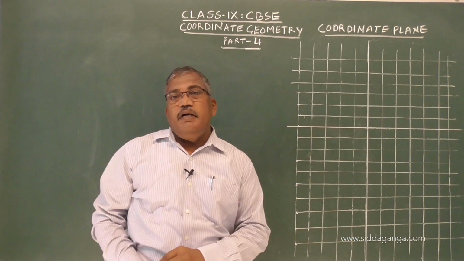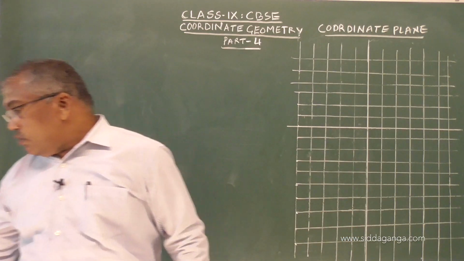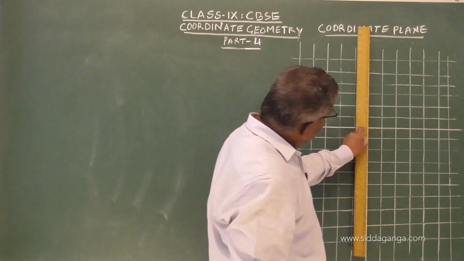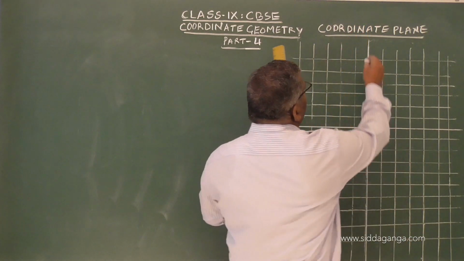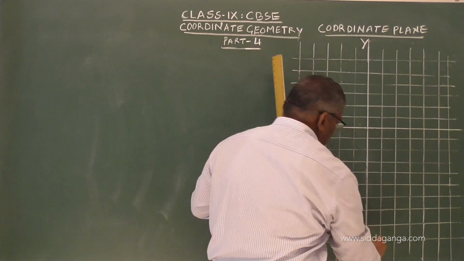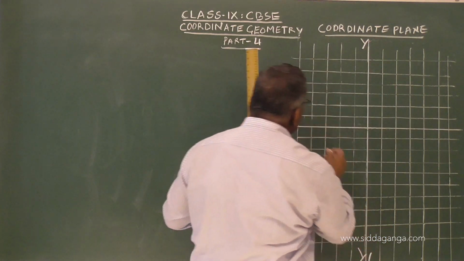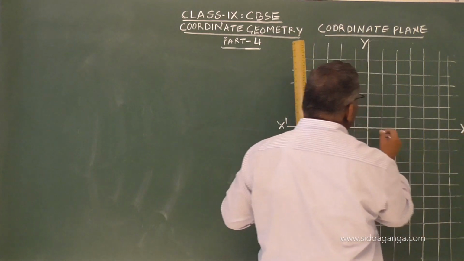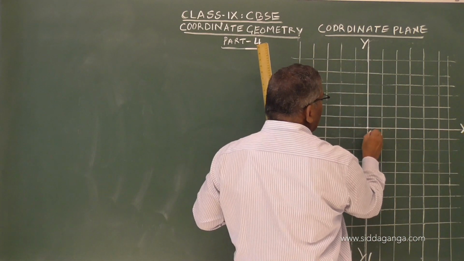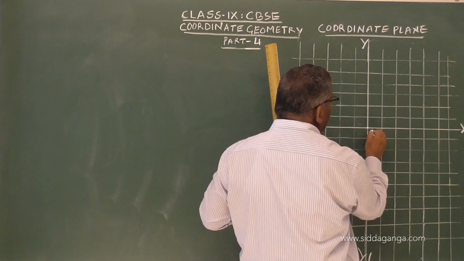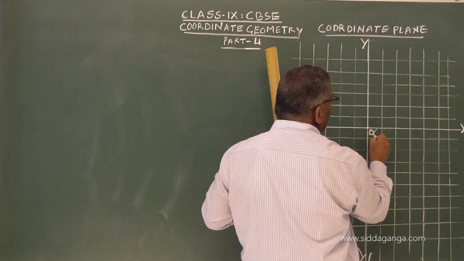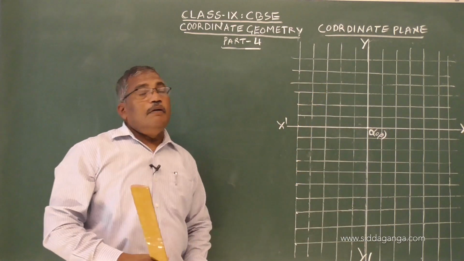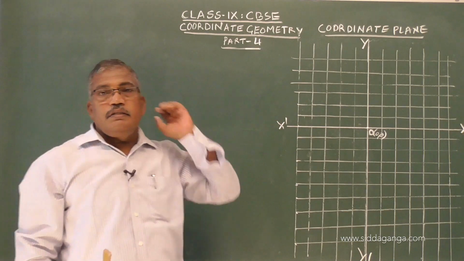This grid represents your graph sheet. In the middle of the graph sheet you draw one line, it is the y axis, we call this y dash, and this is the x axis, x dash, and this is the origin, 0 0. This completes the coordinate system.